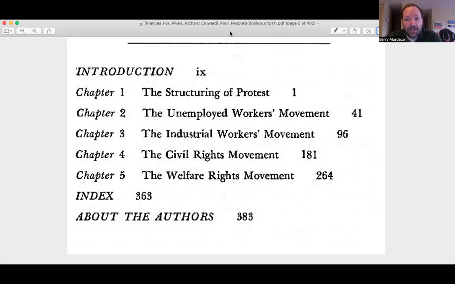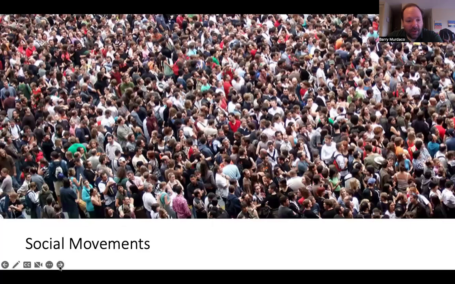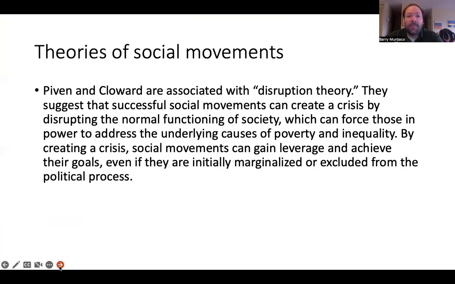But anyway, let's get right into it. What do they have to say about social movements, and how do they understand where social movements come from, how they form, and how they act? Piven and Cloward are especially associated with what is often referred to as disruption theory. They suggest that the more successful social movements are usually those that can create a crisis by, as it says here, disrupting the normal functioning of society, which can then force those in power to address the underlying causes of poverty and inequality.